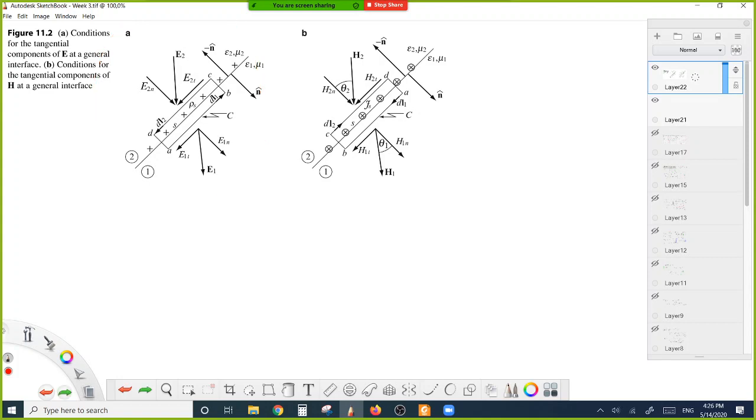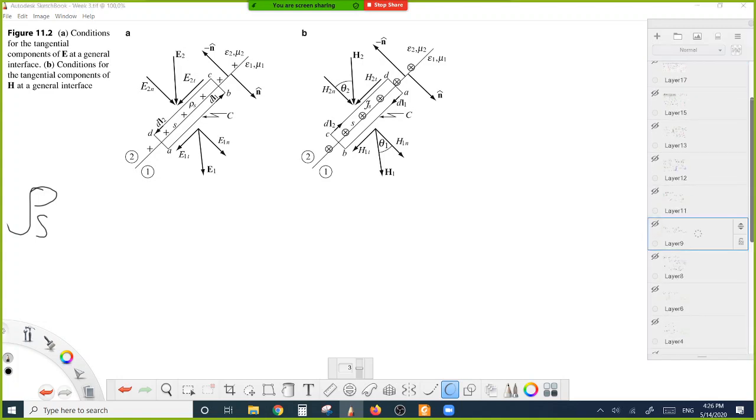Two different materials. You may assume that this side is the first material and the other side is the other material, with different properties, which are epsilon 1, mu 1 and epsilon 2, mu 2, and we assume a surface charge density rho s at the interface between the two different materials, and apply the equation that we showed a moment before.